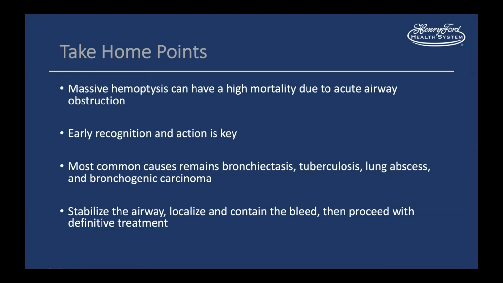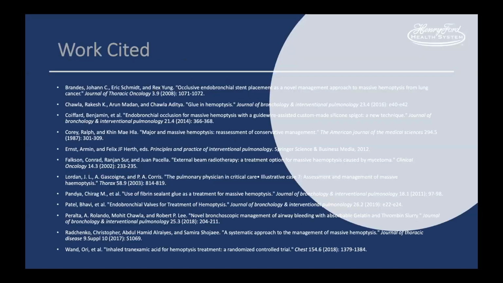So some take-home points. Massive hemoptysis can have a high mortality, and it's primarily due to acute airway obstruction. Early recognition and action is key. The most common causes outside of your run-of-the-mill bronchitis include bronchiectasis, TB, lung abscesses, and bronchogenic carcinoma. And in terms of the management, the important things to remember include stabilizing your airway, localizing, containing the bleed, and then proceeding with definitive treatment depending on your etiology. So these are my references. And that's all.